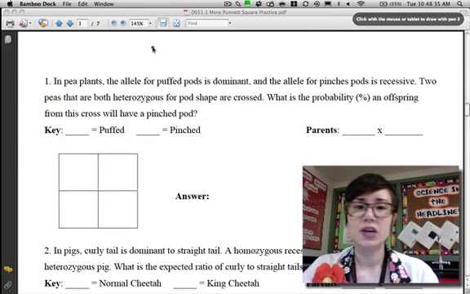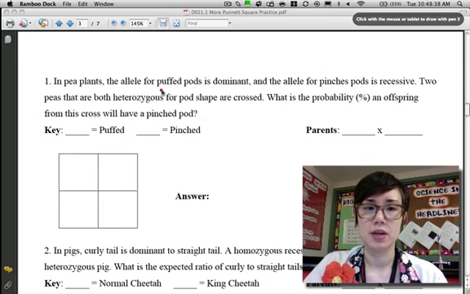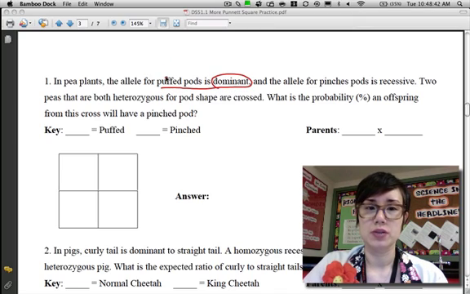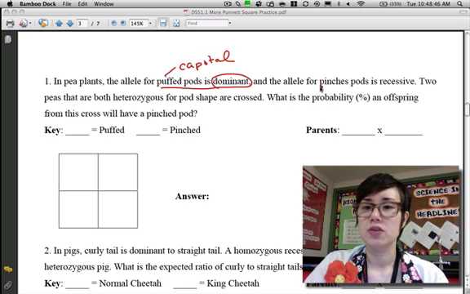In pea plants, the allele for puffed pods is dominant. I'm going to go ahead and underline puffed pods. We know that it's dominant, which means that we're going to use a capital letter, so I'm going to label that. And the allele for pinched pods is recessive. Anything that's recessive is always going to have a lowercase letter.